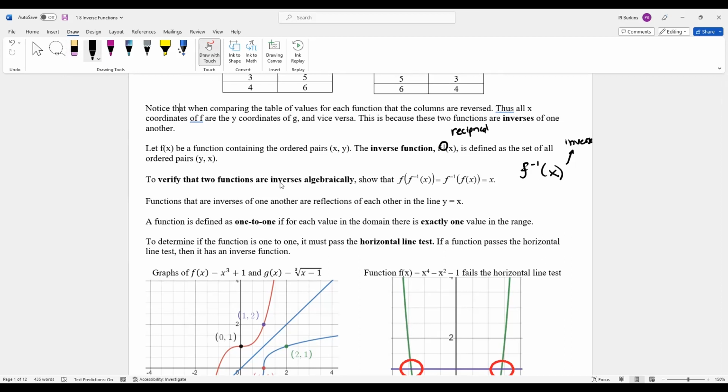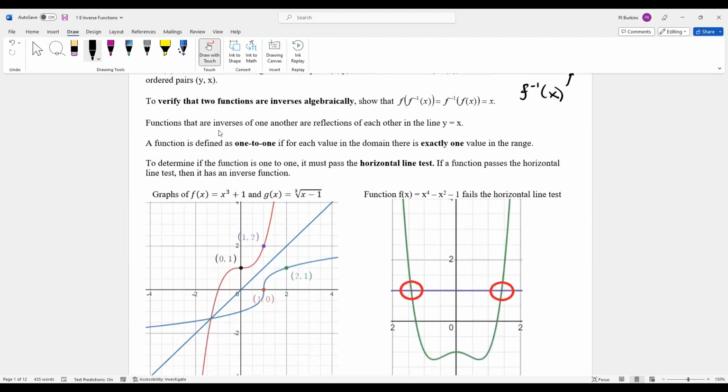To verify the two functions are inverses algebraically, we just need to do f of f inverse and f inverse of f, and both must give us the result x. Another property of inverse functions is that they are reflections of each other over the line y equals x. So if you wanted to do a quick sketch, you could show the line y equals x and then just flip the graph over that line.